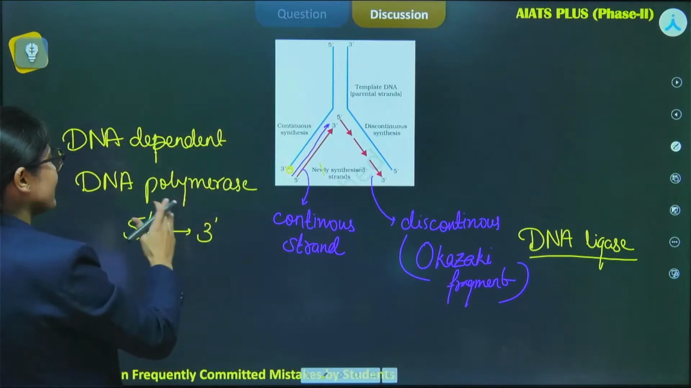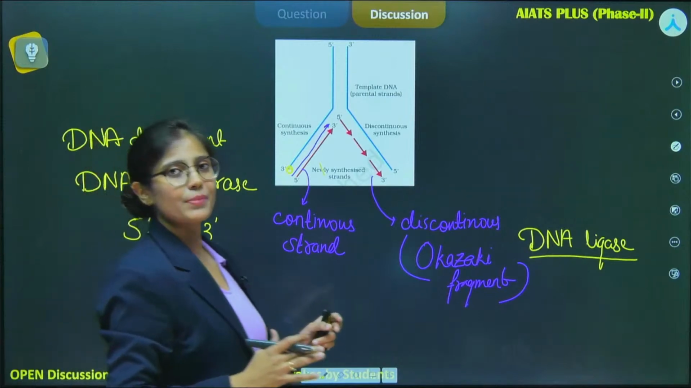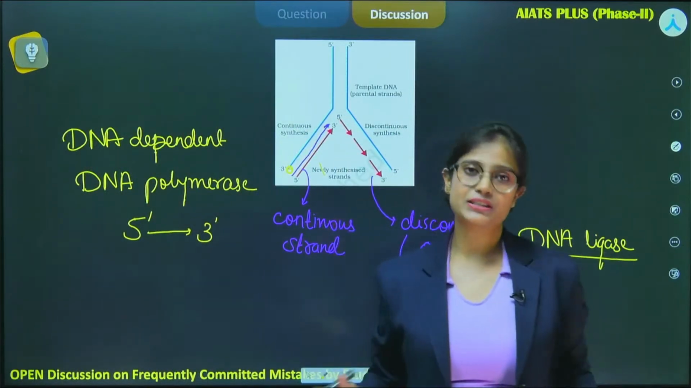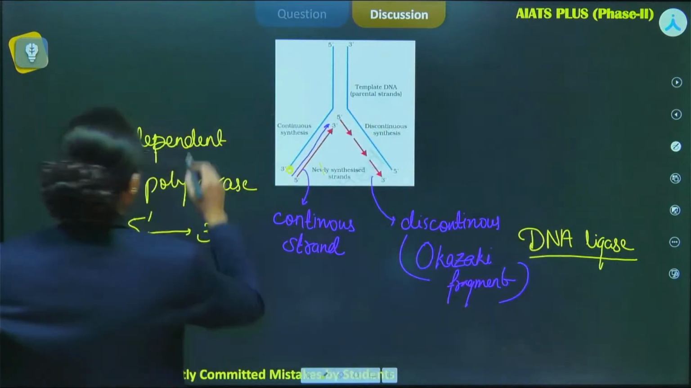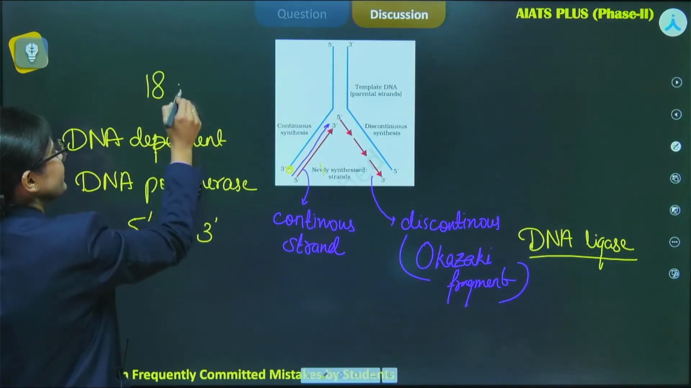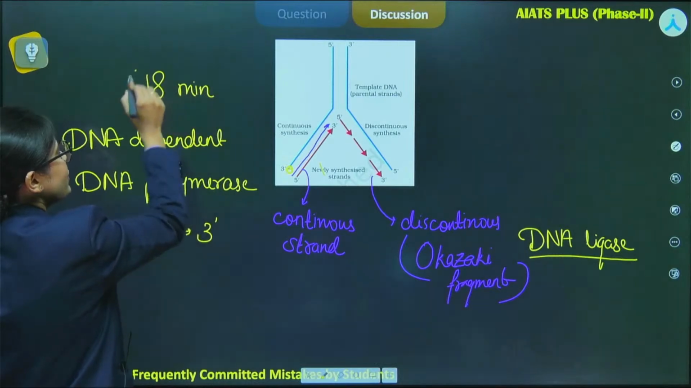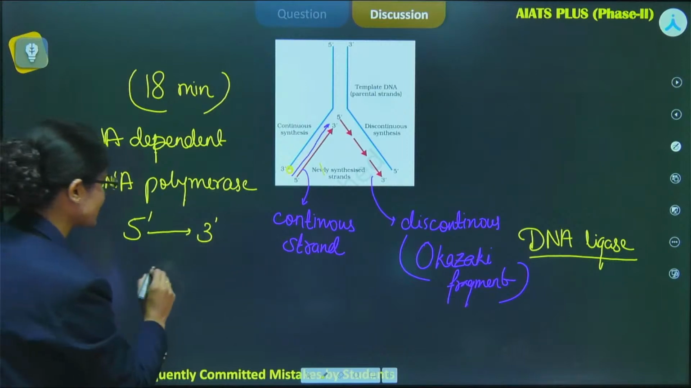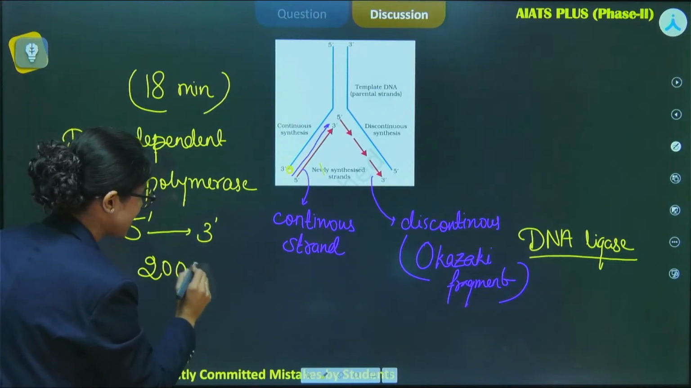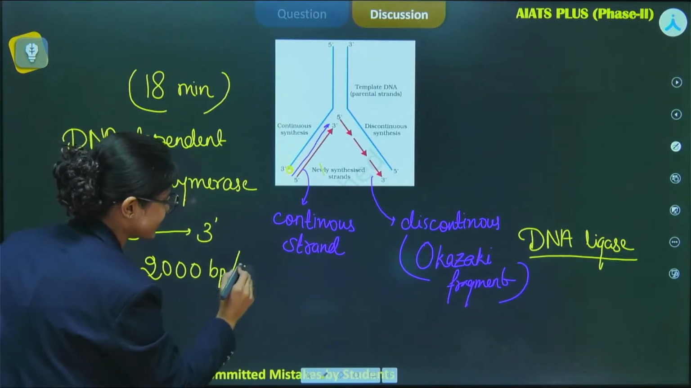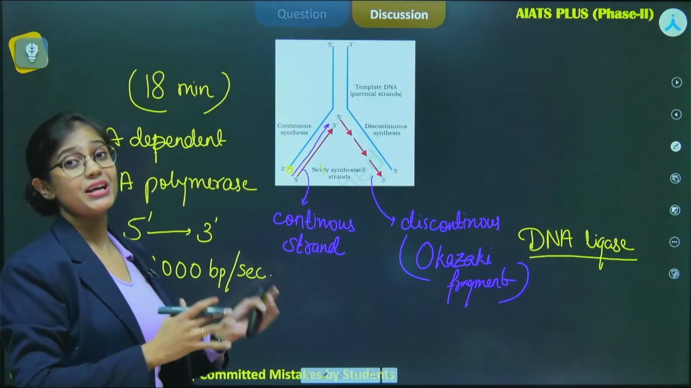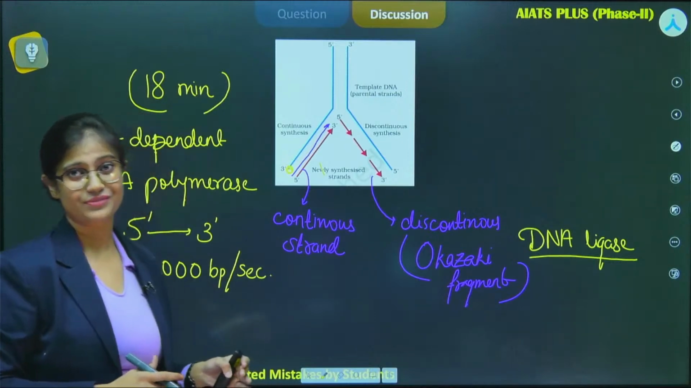Properties of DNA-dependent DNA polymerase, if we talk about prokaryotes, for example, E. coli, the complete process of replication will take place in 18 minutes. This is one of the PYQs, and it has the capacity to polymerize 2000 base pairs per second. Again, this information is given in NCERT, plus NEET has also asked this question.